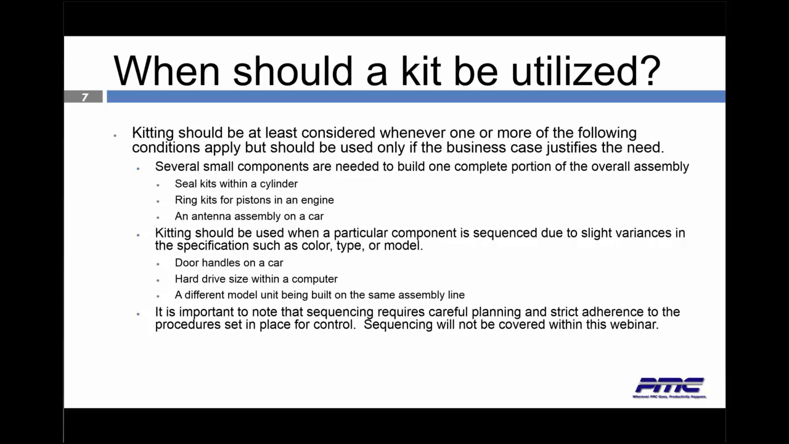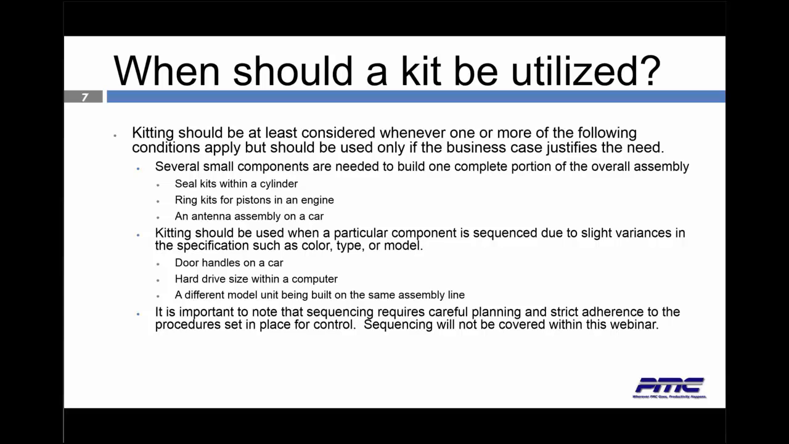When should kits be utilized? Kitting should be at least considered whenever one or more of the following conditions apply. But only use kits when the business case justifies it. Don't just use kits to satisfy some requirement within the corporation. Several small components are needed to build one complete portion of the overall assembly, such as seals within a cylinder, ring kits for pistons, antenna assemblies in cars.